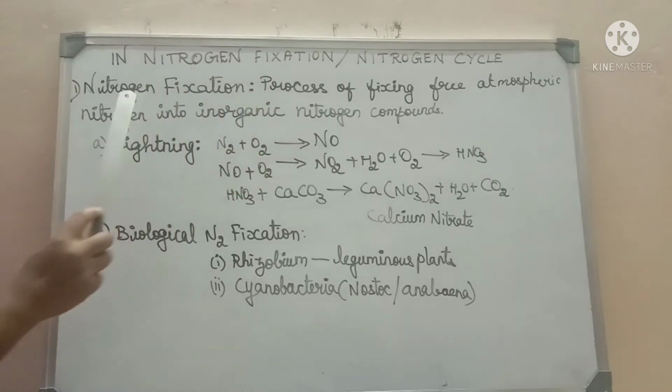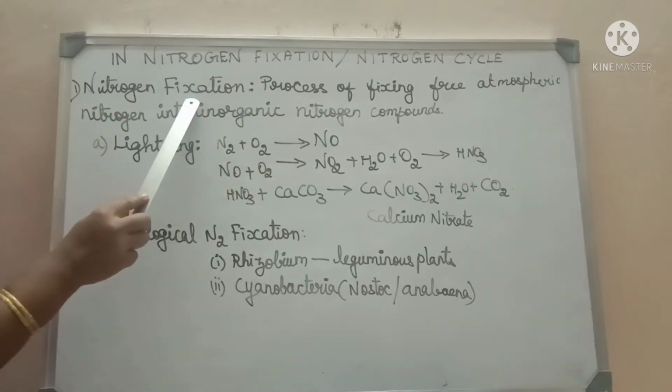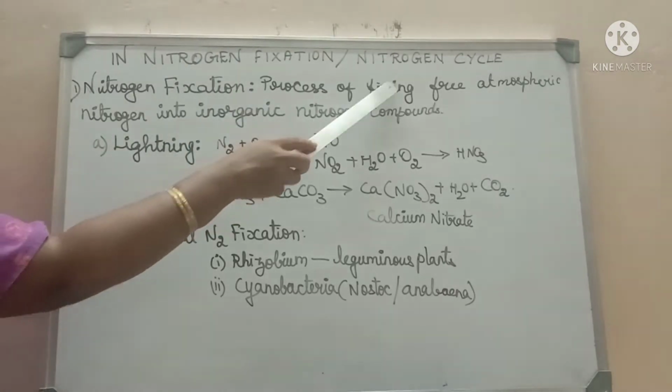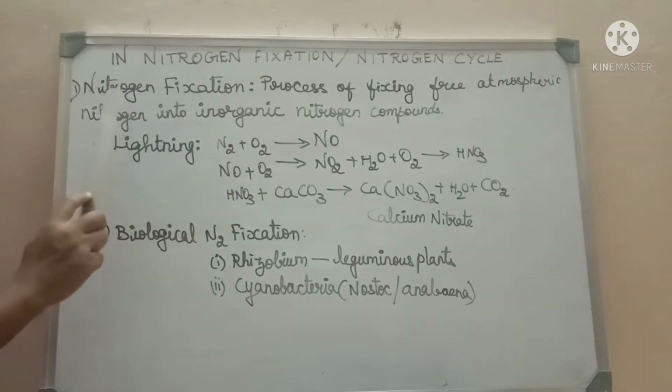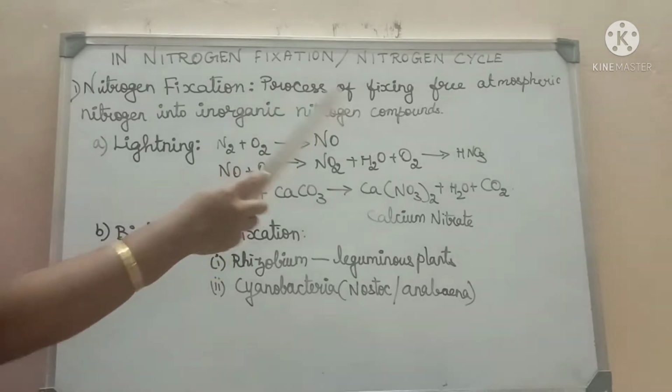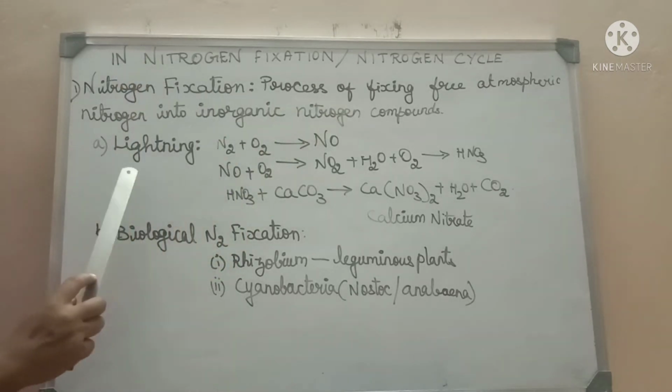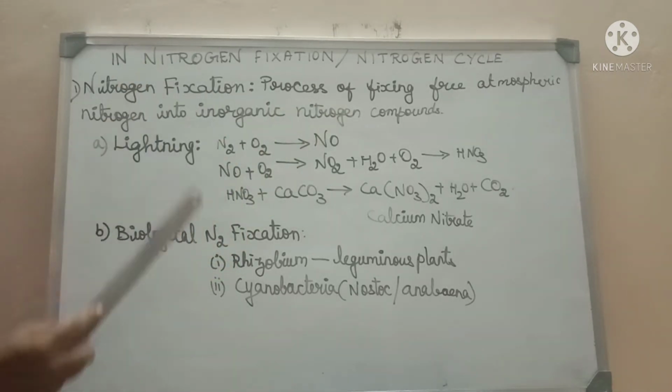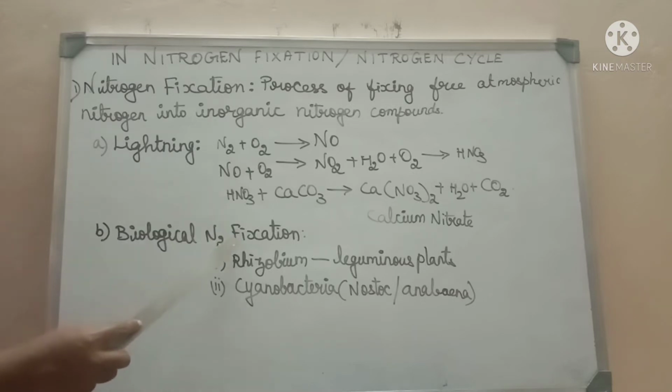The nitrogen cycle starts with the first step, nitrogen fixation. The process of fixing atmospheric nitrogen, that is the unusable form of nitrogen, into a usable inorganic form is called nitrogen fixation. It occurs by two processes, either by lightning or by the action of microbes.